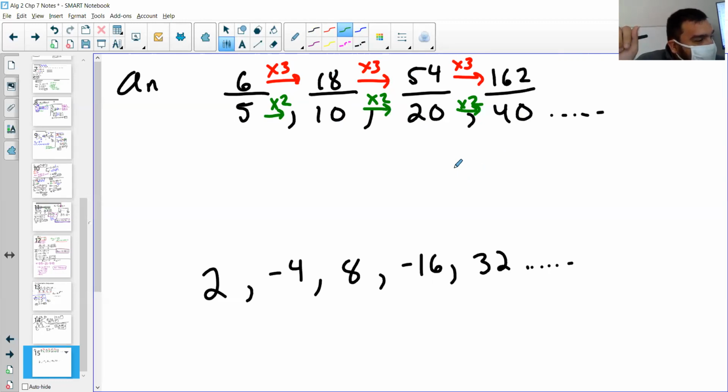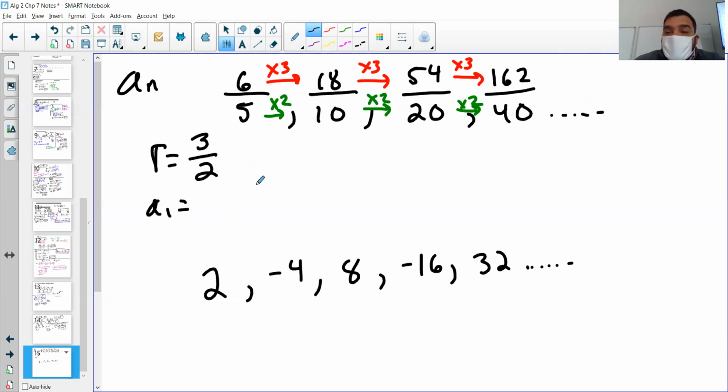3/2. Good job with the answer on that one. If you're doing 3 on top and 2 on bottom, that means your R for this one has to be 3/2. So good job, Mariah. Good job, both of you. a_n equals 6/5 times 3/2, then exponent n minus 1. So the R was 3/2? Yeah, 3/2.